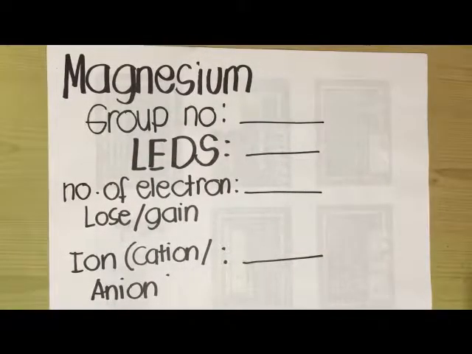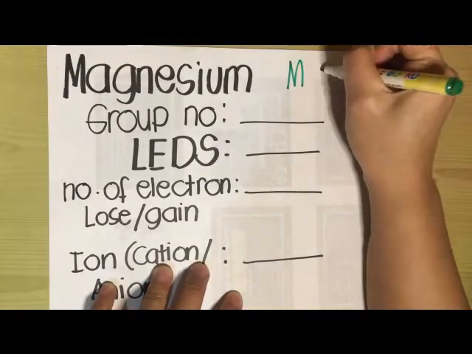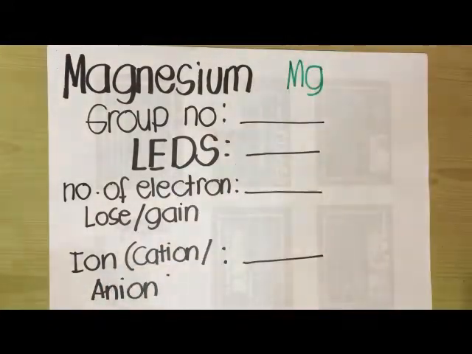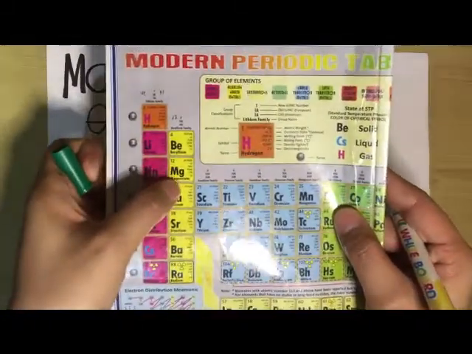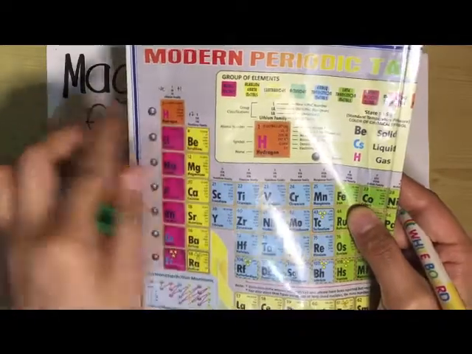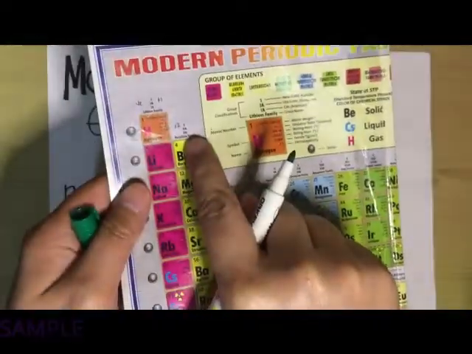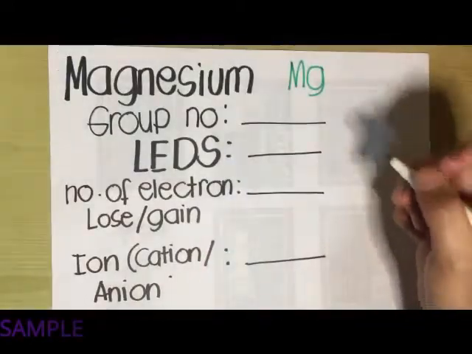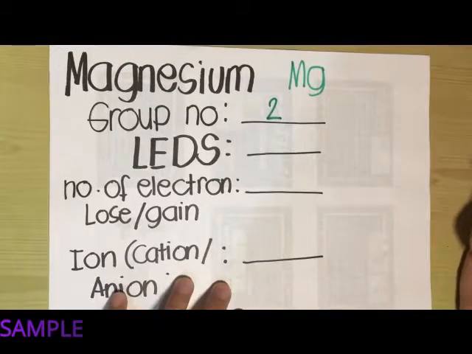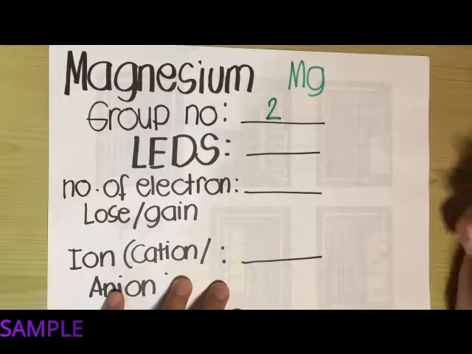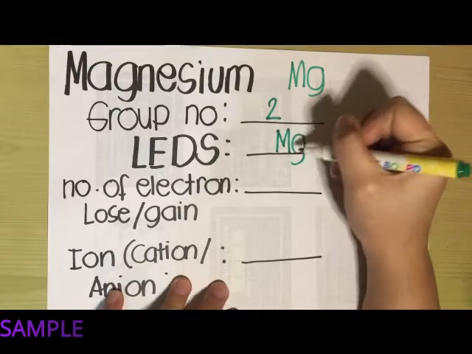Say, for example, we have the element magnesium. The symbol is Mg. So, check natin sa periodic table anong group ni magnesium. Mg is under group 2. Kaya 2 ang kanyang valence electron. Okay, so paano gagawin yung LEDs ni magnesium? First, you have to write the symbol. Sulat mo muna yung symbol niya, which is Mg.